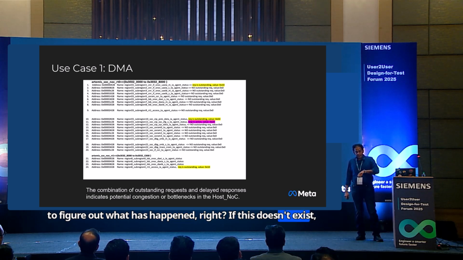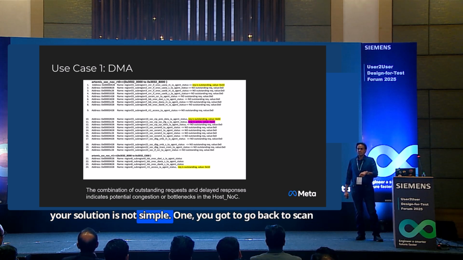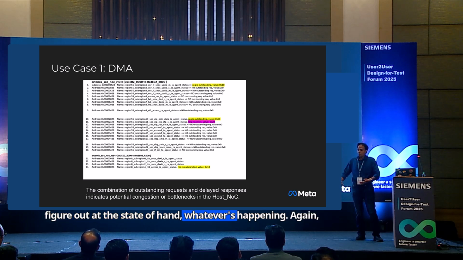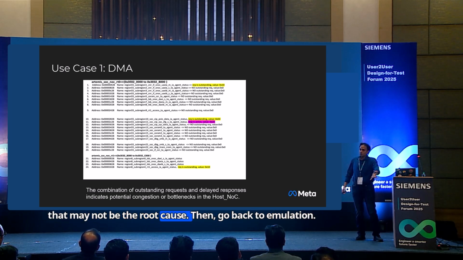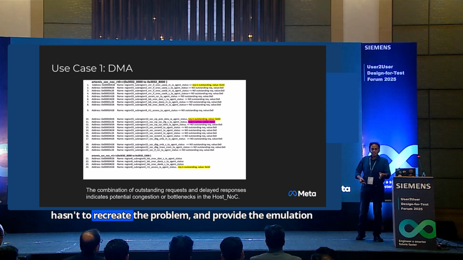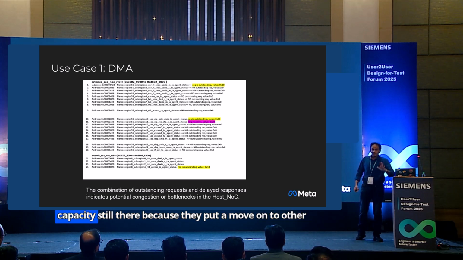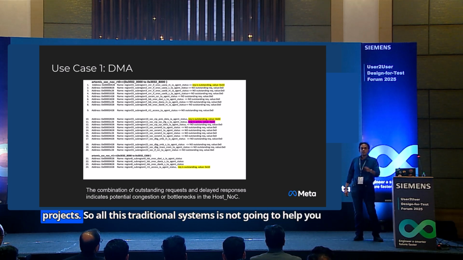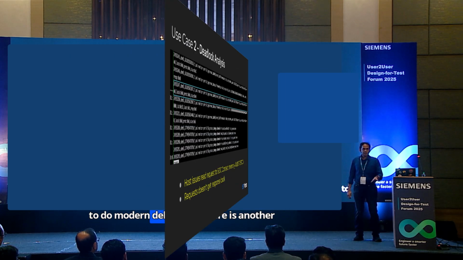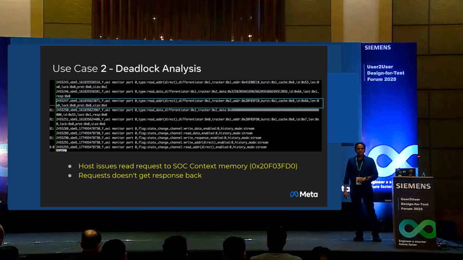If this doesn't exist, your solution is not simple. One, you have to go back and scan dump out all the registers or all the flops, and then figure out the state of the hang, whatever is happening. Again, that may not be the root cause. Then go back to emulation. Hopefully they are still running the same firmware, and then ask them to recreate the problem, provided emulation capacity is still there, because they could have moved on to other projects. So all these traditional systems are not going to help you do modern debugging.